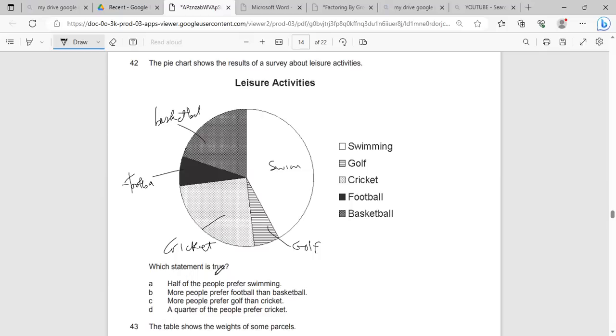Which statement is true? Half of the people prefer swimming. No, that's a lie. That doesn't reach half. See there? Not reach half. So that's wrong. More people prefer football than basketball. That's a lie. So it comes down to two again. More people prefer golf. Lie. A quarter of the people prefer cricket. So cricket, yeah. I'll go with that. All right, so that's a D.